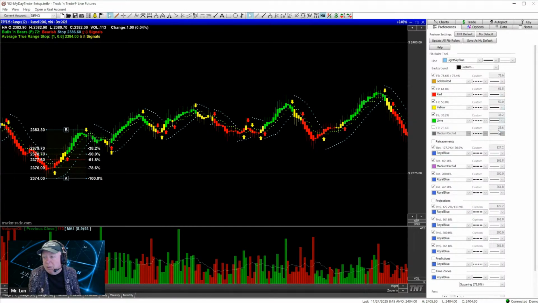Brighter. Come on, brighter. Faster. Make them faster, brighter, Land. Okay, that's pretty good right in there. All right, save as my defaults. Update all Fib new numbers.